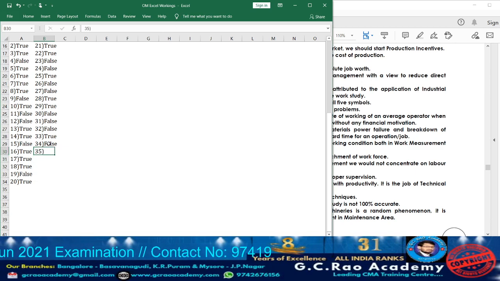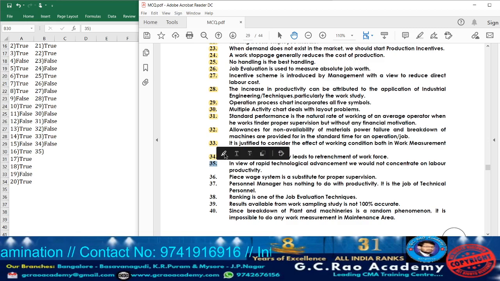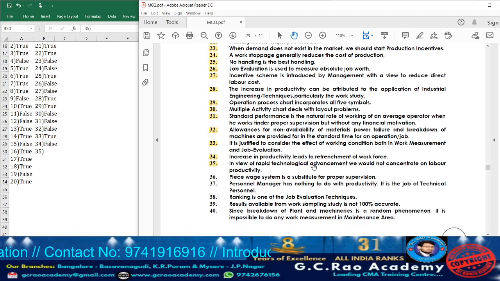Now let us move on to statement 35. What they are telling? In view of rapid technological advancement, we should not concentrate on labor productivity. See, when there is higher technological advancement in an organization, they say we should not concentrate on labor productivity. Sorry, labors also matter. Without labors, the machineries cannot work on their own. So accordingly, the statement is false.